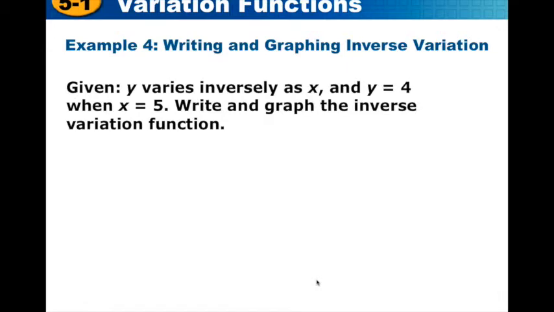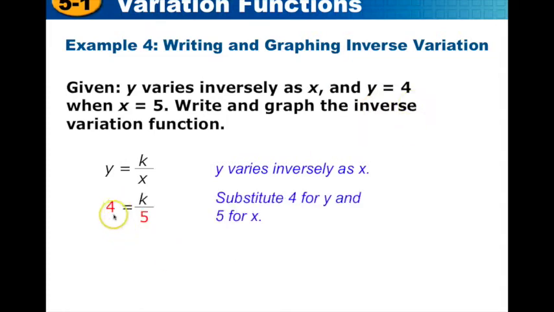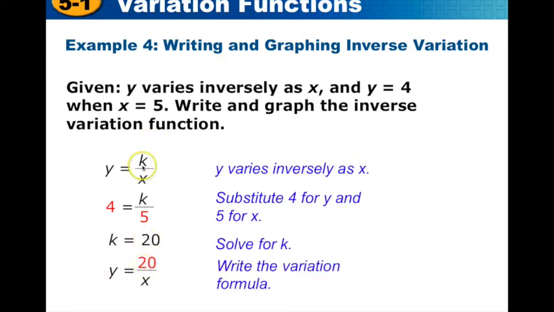Given that y varies inversely as x and y equals 4 when x equals 5, write and graph the inverse variation function. First, they say y varies inversely as x. When they use the word inversely, that lets us know we're going to be dividing, with k on top and x on the bottom: y equals k over x. Plug in the values they give us: 4 for y and 5 for x. We multiply the 4 and the 5 and get k equals 20. Now that we have k, we can go back and plug the 20 into the original equation, and we have y equals 20 over x.